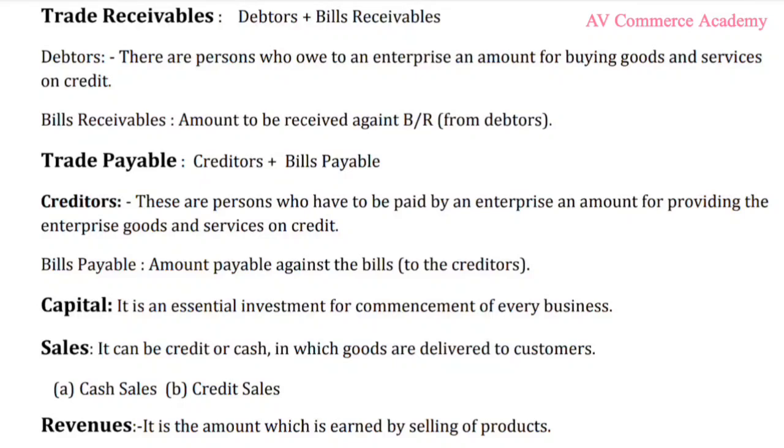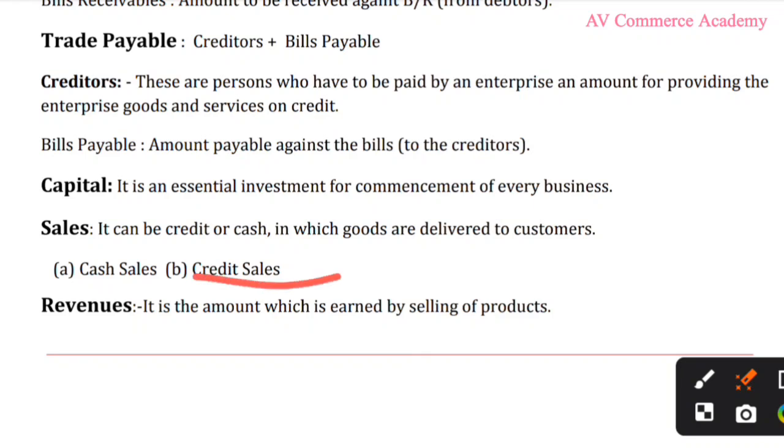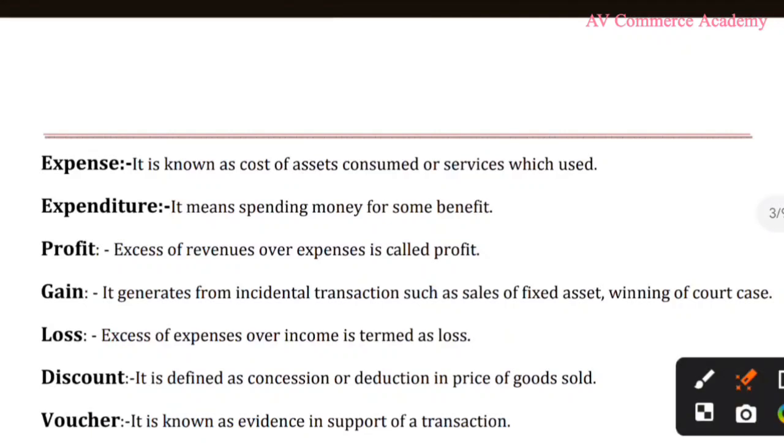And next is sales. Sales has two sides: one is cash sales, the next is credit sales. Cash sales we already know about. Credit sales are considered debtor sales. Next is revenue, the amount earned by selling the product. And next is expenses. Expenses are known as the cost of assets consumed or services used. And expenditure is different: it means spending money for some benefit.